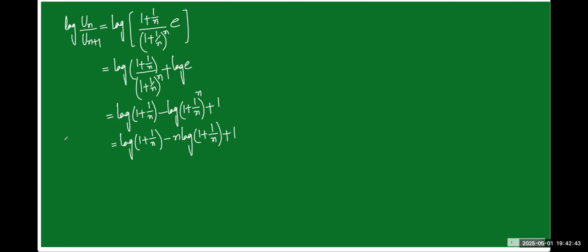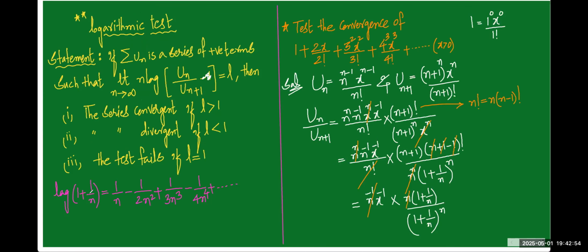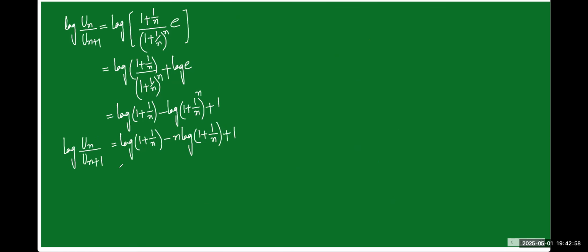Now this is the value of log of un by un plus 1. And now after this one, as I said, this formula we have to apply. This pink formula, the log of 1 plus 1 by n formula, we have to apply here. So log of 1 plus 1 by n is 1 by n minus 1 by 2n square plus 1 by 3n power 3.